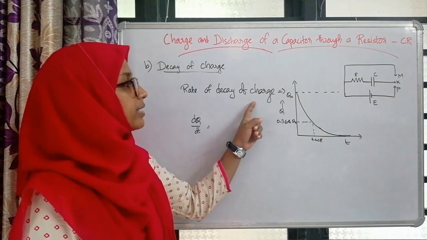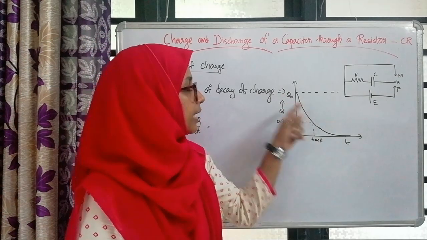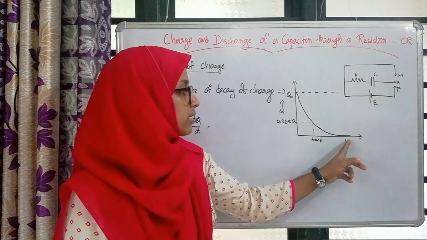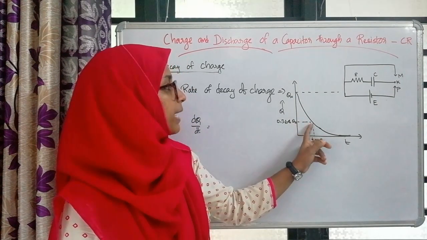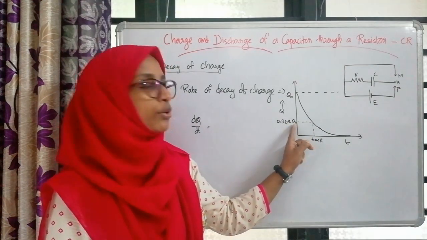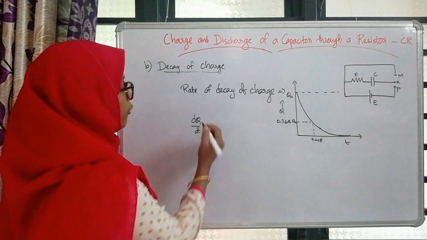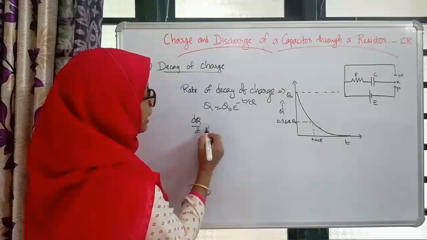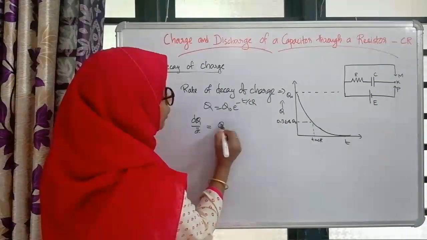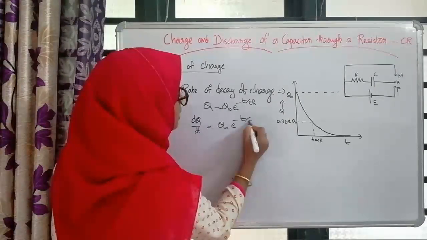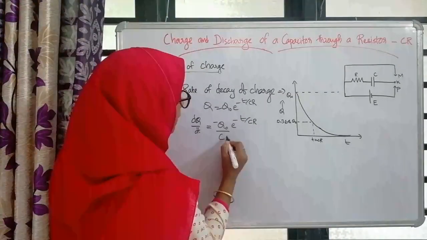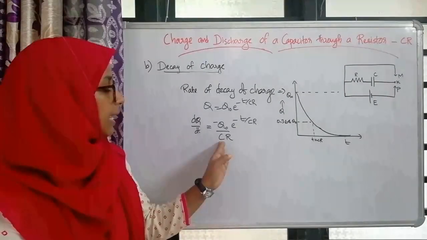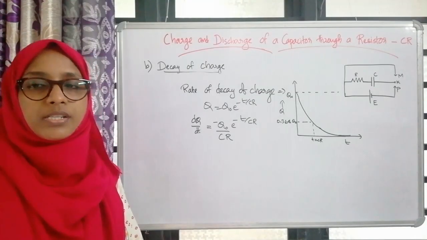So, the rate of decay of charge can be represented like this figure. That is, it is initially at the maximum charge. As time goes on, it will decay like this. When t is equal to the time constant CR, it will be having this 0.368 into Q0 charge. And the rate of decay, as we know, Q is equal to Q0 e raised to minus t by CR, so dq by dt will be equal to Q0 e raised to minus t by CR into minus of 1 by CR. That is, the smaller the time constant here, the quicker will be the discharge through the capacitor.